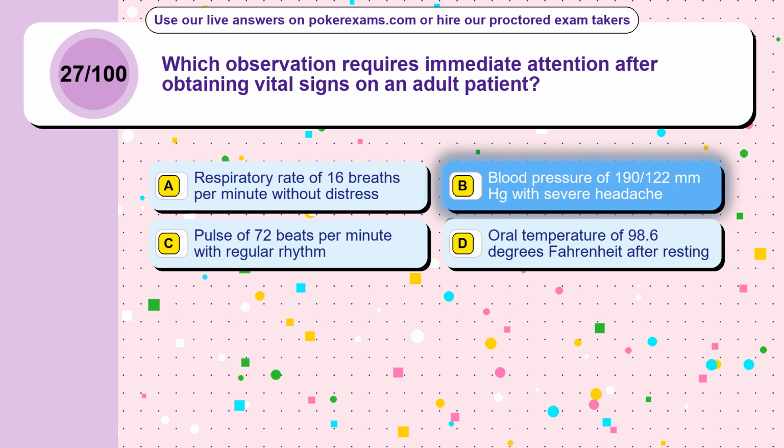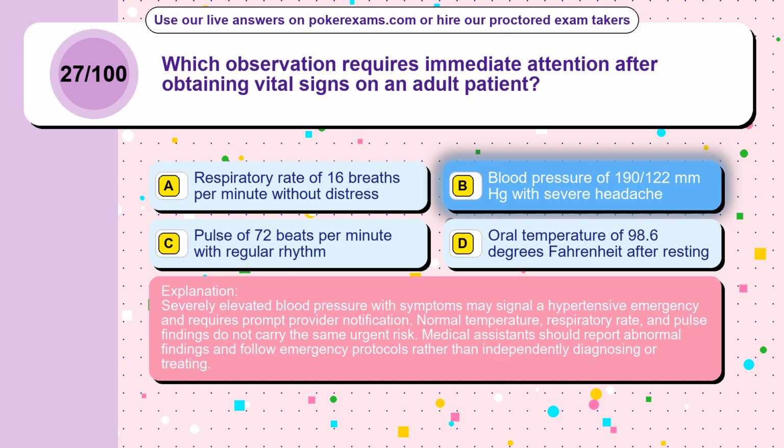The correct answer is option B, blood pressure of 190/122 mmHg with severe headache. Severely elevated blood pressure with symptoms may signal a hypertensive emergency and requires prompt provider notification. Normal temperature, respiratory rate, and pulse findings do not carry the same urgent risk. Medical assistants should report abnormal findings and follow emergency protocols rather than independently diagnosing or treating.